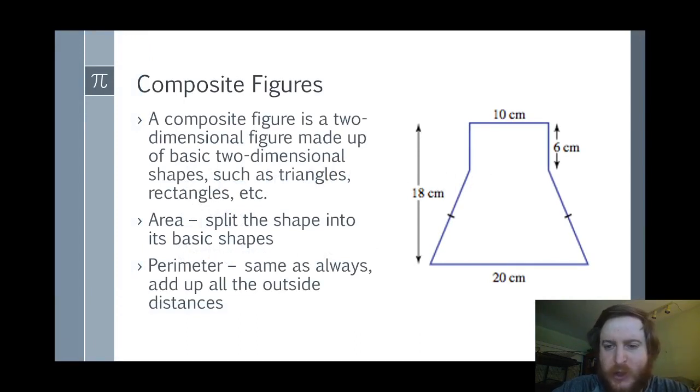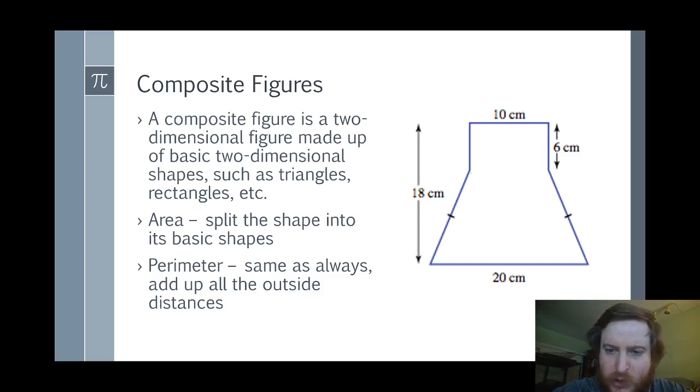So we don't really name these shapes all the time. I mean, technically this has 1, 2, 3, 4, 5, 6 sides, so technically this would be a hexagon, but we don't really think of it as a hexagon. We just look at it as a composite shape. So we're going to find the area of this.